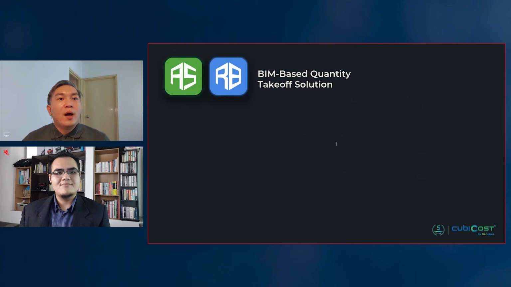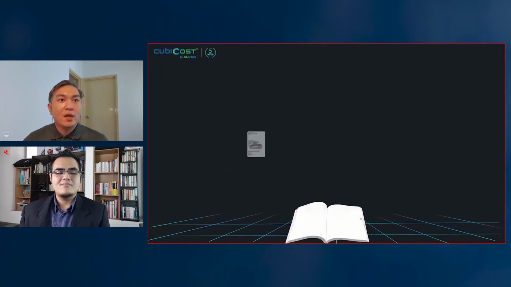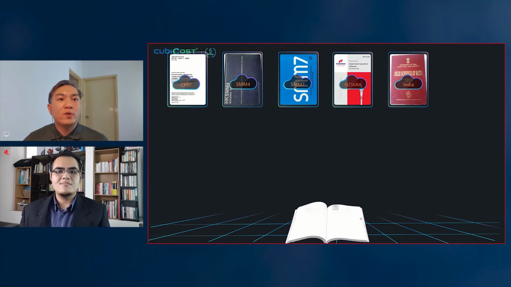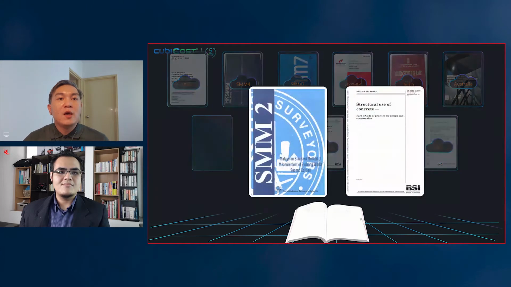Yes, Amiru. What distinguishes us from other competitors is our built-in measurement rules. So all Cubicost quantity takeoff products are embedded with measurement methods of various countries and regions, including SMM2, CP97, and also many more for architectural and structural works measurement, and also British standards, Eurocodes, IS, or SCI for rebar measurements.